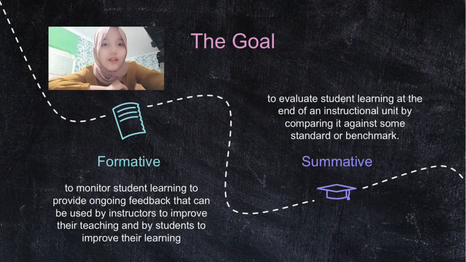Next, the goal for formative is to monitor student learning to provide ongoing feedback that can be used by instructors to improve their teaching and by students to improve their learning. And then for summative, the goal is to evaluate student learning at the end of an instructional unit by comparing it against some standard or benchmark.